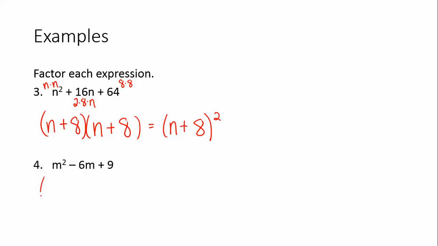On number 4, we have m times m. We have 3 times 3. This is 2 times m times 3, 6m. So it is a perfect square trinomial, m minus 3 times m minus 3. And you can write it as a quantity squared.